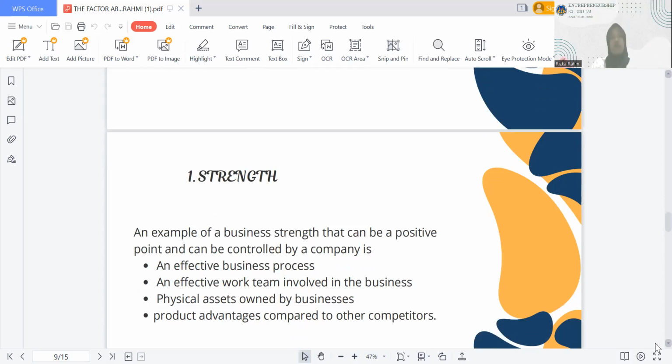An example of a business strength can be a positive point and can be controlled by a company. The first is an effective business process, and the next is an effective work team involved in the business. Physical assets owned by businesses. And the last is product advantage compared to other competitors.